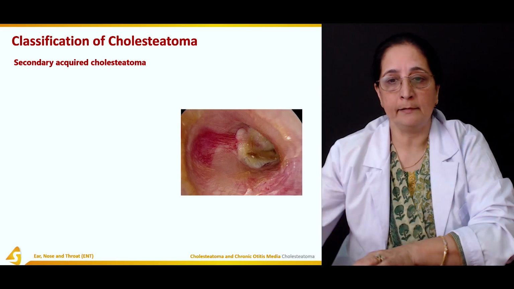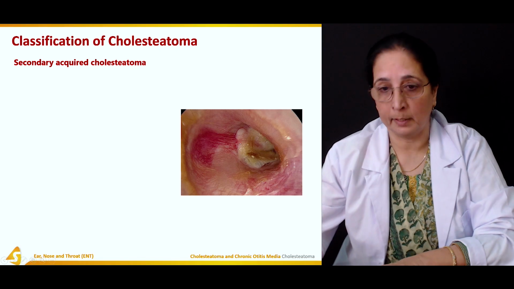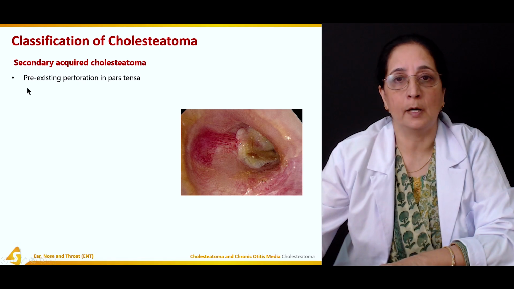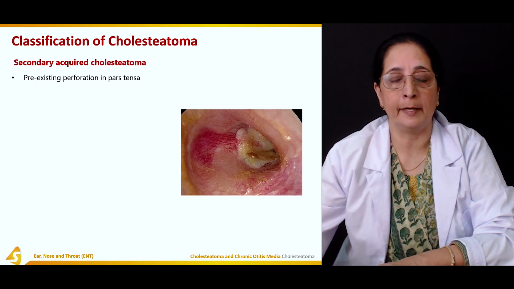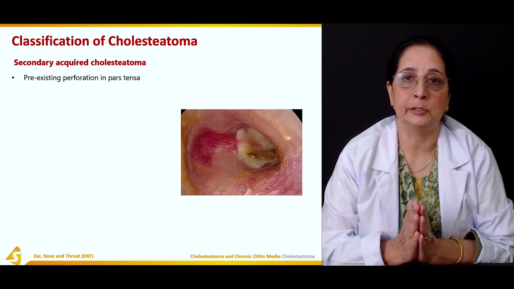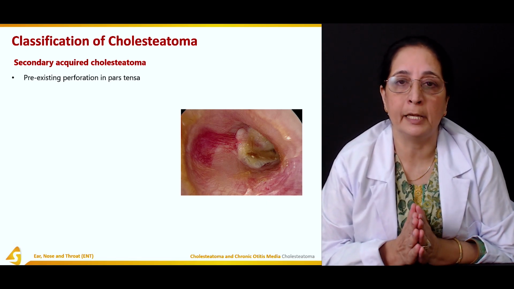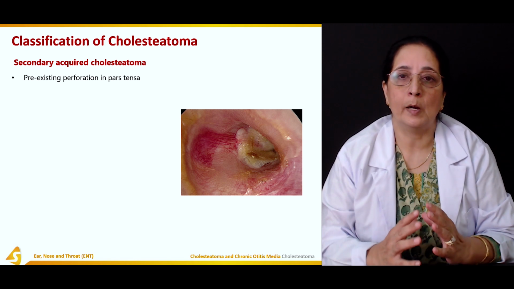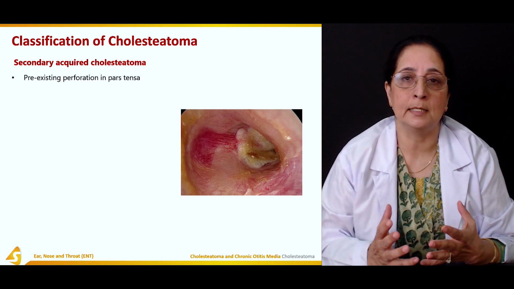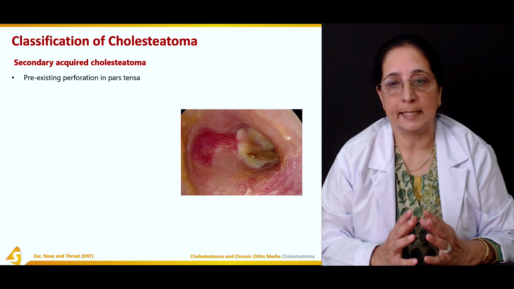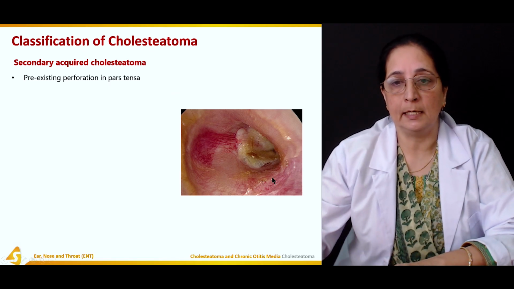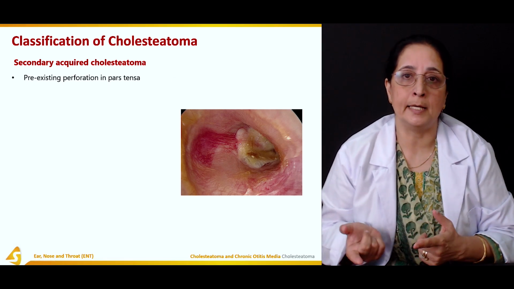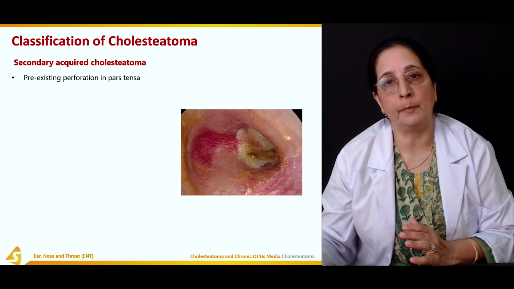Then there is secondary acquired cholesteatoma. In this, there is a pre-existing perforation in the pars tensa of the tympanic membrane. When we talked about the anatomy or the structure of the tympanic membrane, we said it has pars tensa and pars flaccida. So in this condition, there is a perforation in the pars tensa, and this is associated with a pre-existing condition. That's why it's secondary to some other condition.